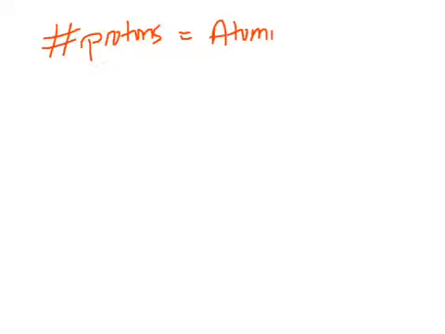Okay, so this is going to be our lesson on reading the periodic table and finding protons, neutrons, and electrons. So write this down with me. The first rule is that the number of protons is equal to the atomic number on the periodic table.